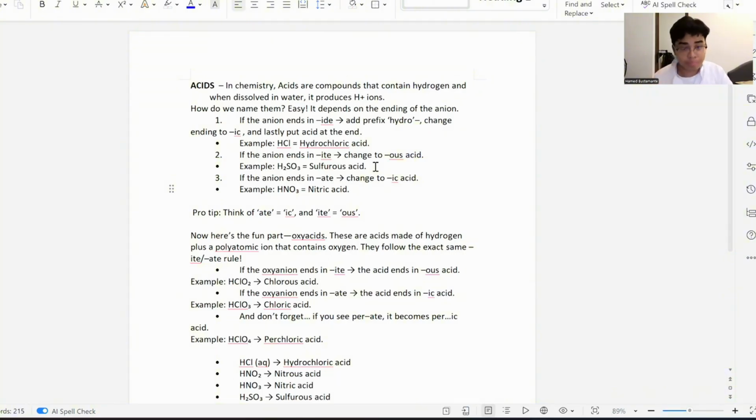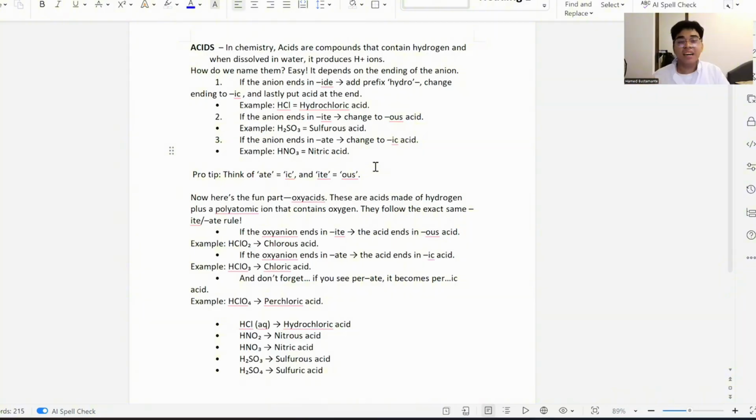Here's a little pro tip for naming acids. Think of 8, or ATE, and immediately change that suffix to IC. And when you see an anion whose suffix is ITE, change it into OUS. So it's simply easier to remember and to name the acids. Next, now here's the fun part: the oxyacids. These are acids made up of hydrogen plus a polyatomic ion that contains oxygen. They follow the exact same ITE and ATE rule.